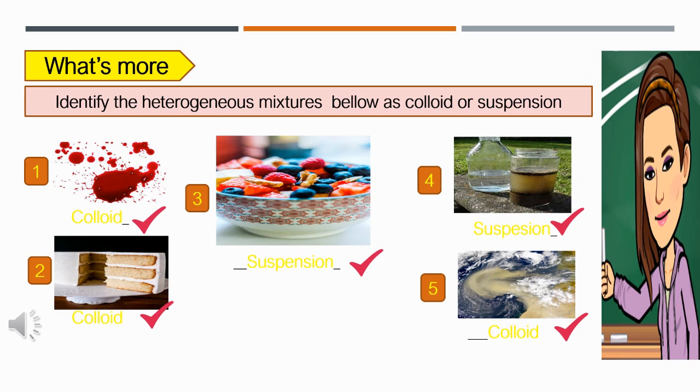So, let us check your answer if you really understand our lesson for today. For picture number 1, blood. Colloid, check. Picture number 2, cake. Colloid, correct. Picture number 3, fruit salad. Suspension, correct.